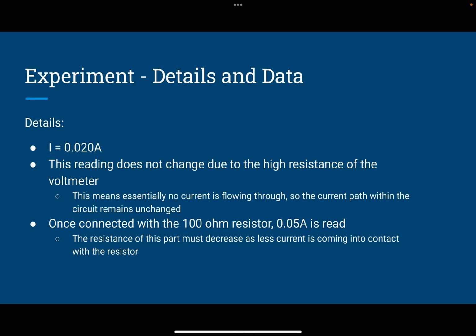Details, so the current is still equal to 0.2 amps. This reading doesn't change because the voltmeter has really high resistance, meaning no current is flowing through, so the current path should stay unchanged. Once connected with the 100 ohm resistor, 0.05 amps was read. The resistance of this part must decrease as less current is coming into contact with the resistor.